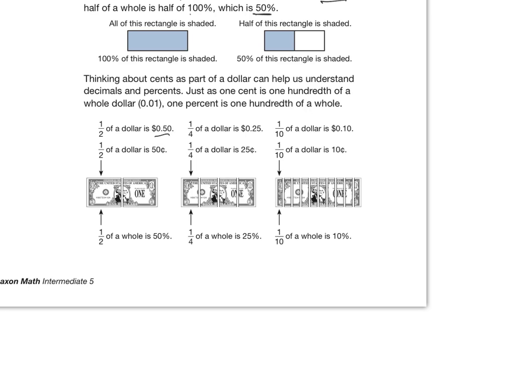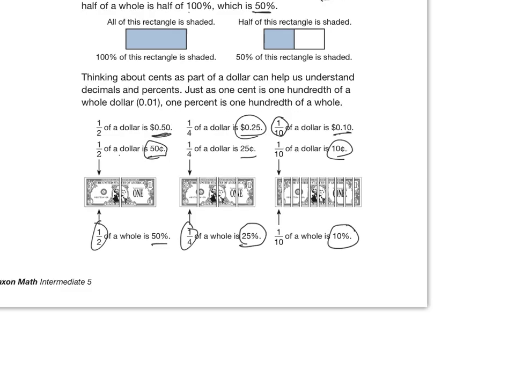1/2 of a dollar is 50 cents. Here we have it, 0.50. 1/2 of the whole is 50%. 1/4 of the whole is 25%, 25 cents, or $0.25. 1/10, or 10 cents, is 10%, 1/10.